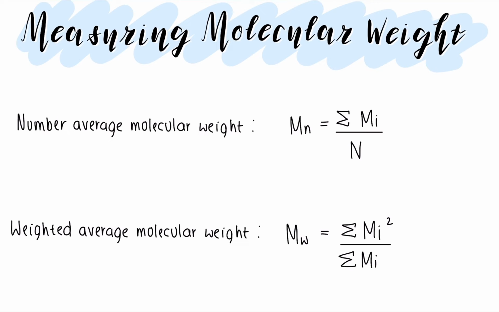Another way to calculate molecular weight is the weighted average molecular weight Mw, which can be expressed through this equation, where weighted average molecular weight equals the sum of individual molecular weights squared divided by the sum of individual molecular weights.